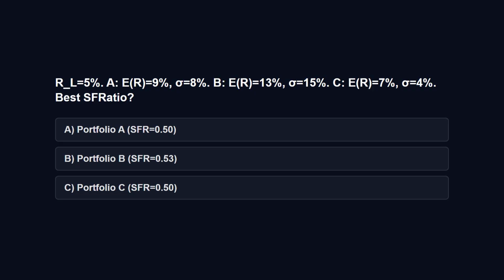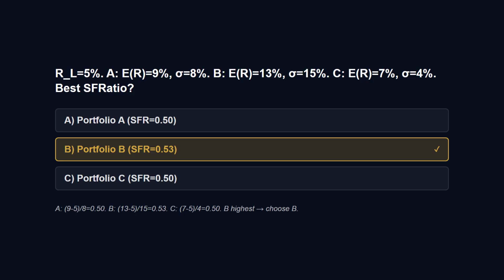SFR for A equals (9 minus 5) divided by 8, which is 0.5. SFR for B equals (13 minus 5) divided by 15, which is 0.53. SFR for C equals (7 minus 5) divided by 4, which is 0.5. Wait, let me recalculate. C is actually 0.5, the same as A. B at 0.53 is highest. Choose B.